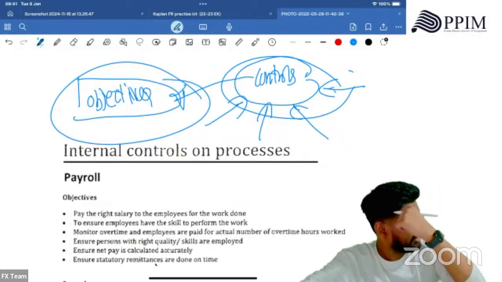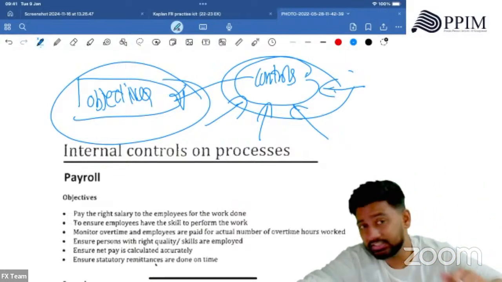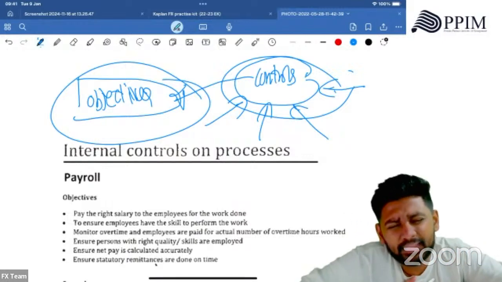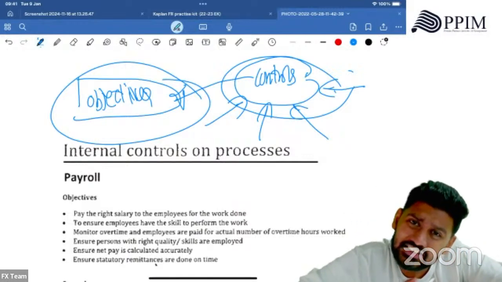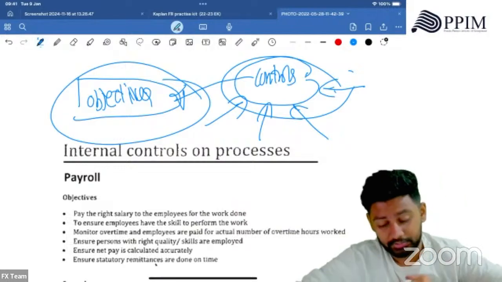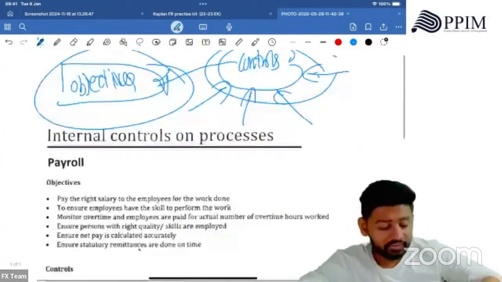But now you can come and ask me, okay, Ziyan, testing the controls of a company, is it our responsibility? Because controls are not our responsibility.